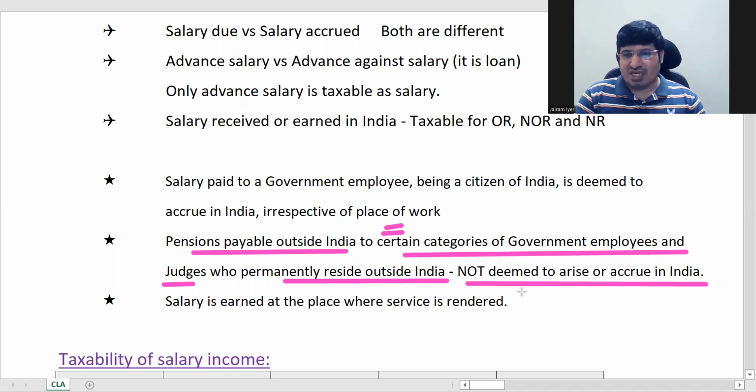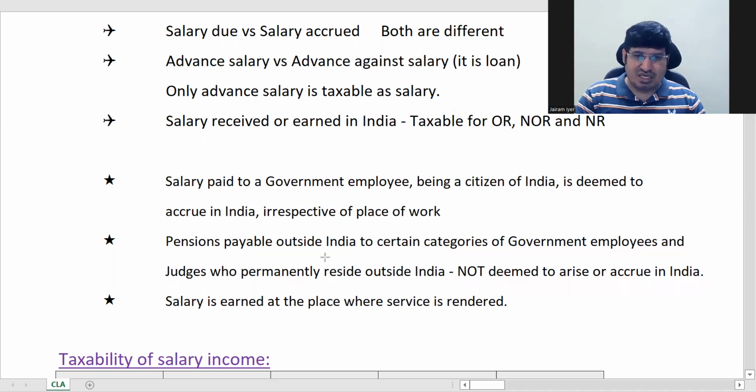Whether it is deemed to accrue or arise or not, that will be given. Okay. Because here, what is given is certain categories of government employees, right? Okay, fine. ठीक है, ये हो गया आपका, ये सब चीजें हो गई हमारी.